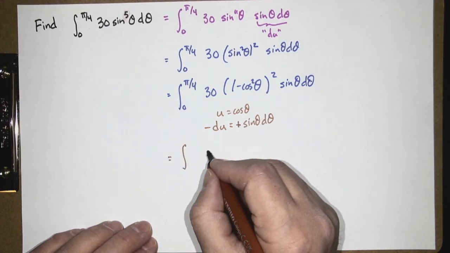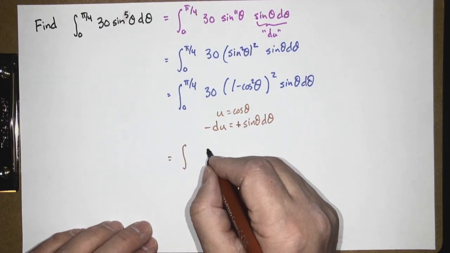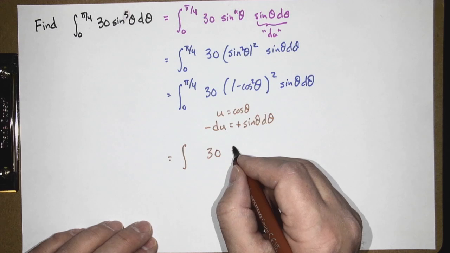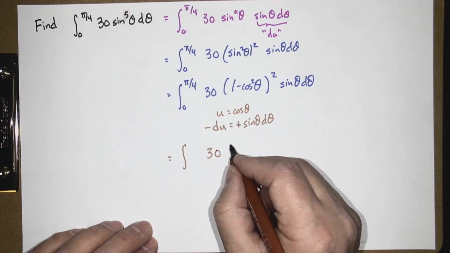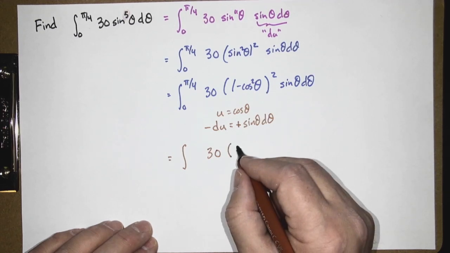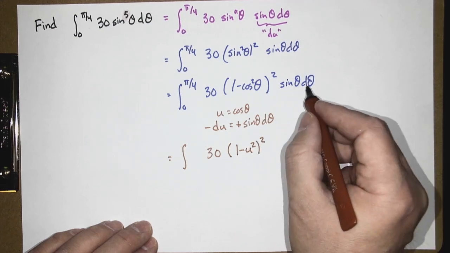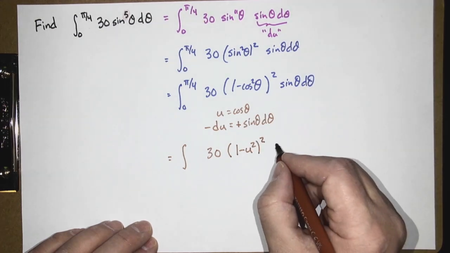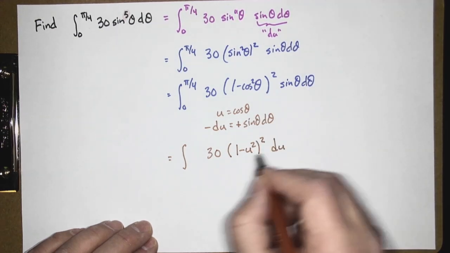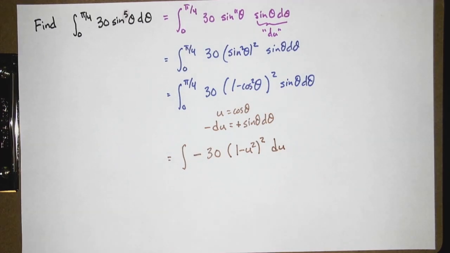Integral. The 30 becomes? Yes, it's a number. We don't do anything. 1 minus cosine squared squared. 1 minus u squared squared. The sine theta d theta. Negative du. And the bounds. The bounds, the bounds. We must remember the bounds.